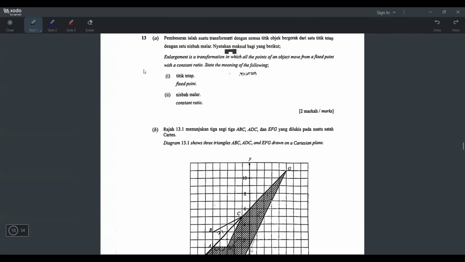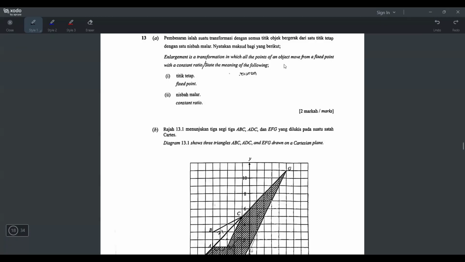Okay, let's continue question number 13. I think this is a transformation question. So let's read the question first. Enlargement is a transformation in which all the points of an object move from a fixed point with a constant ratio. So they are just telling you what is enlargement, the meaning of enlargement. And then they say state the meaning of the following. So number 1, they want you to state the meaning of fixed point.